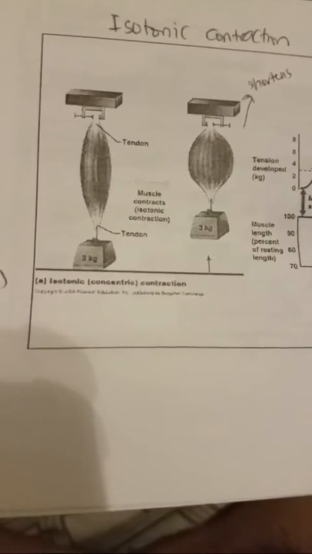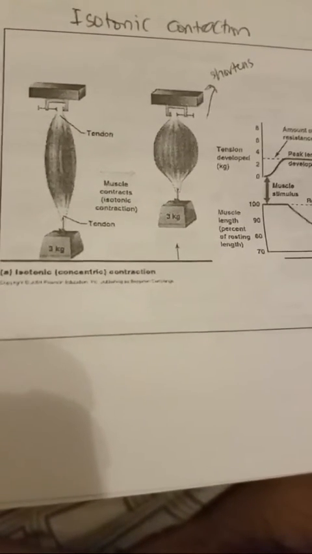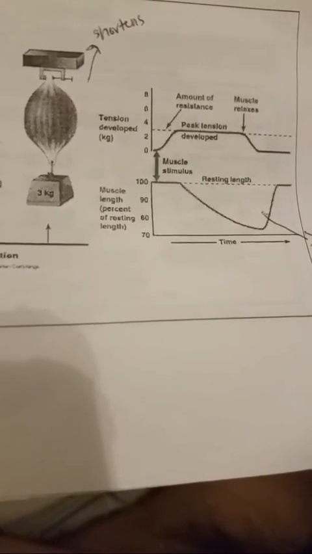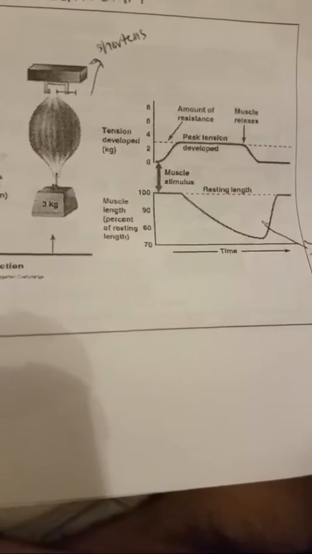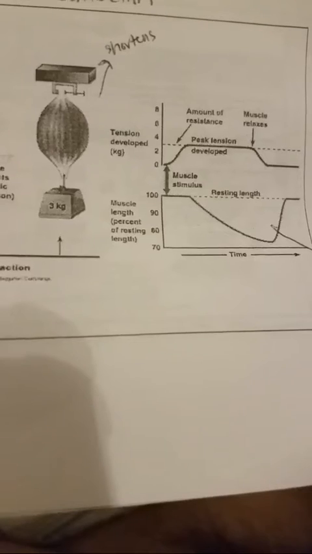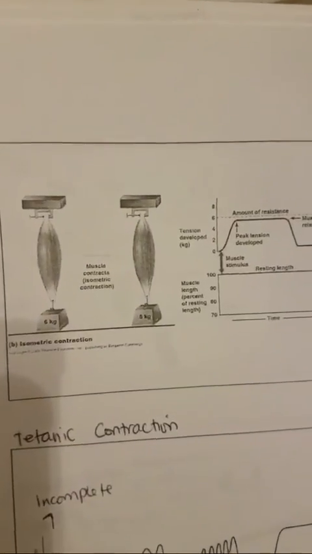So isotonic contraction. We have tendon, muscle contracts, isotonic contraction, shortens, tension developed, muscle length as percent of resting length. There's the tension developed, amount of resistance, muscle relaxes, muscle stimulus, muscle resting length over the muscle length, percent of resting length. And this is the same.